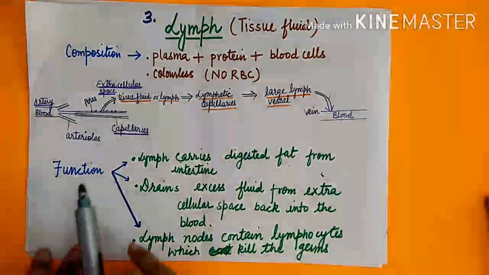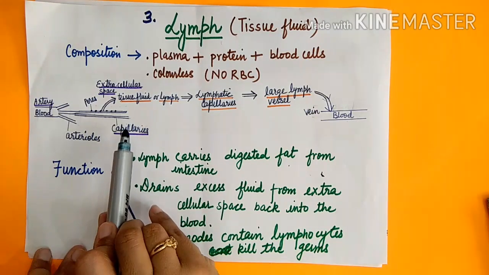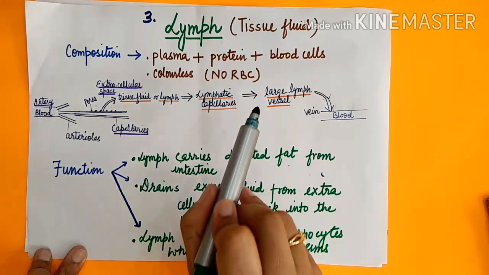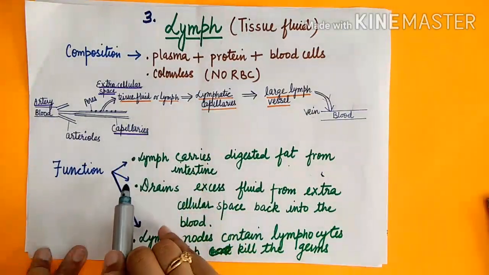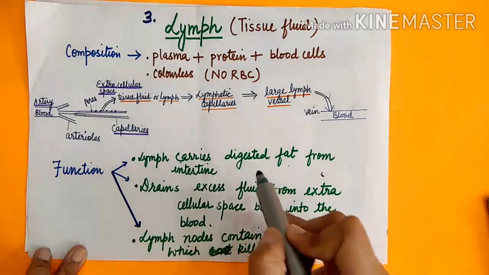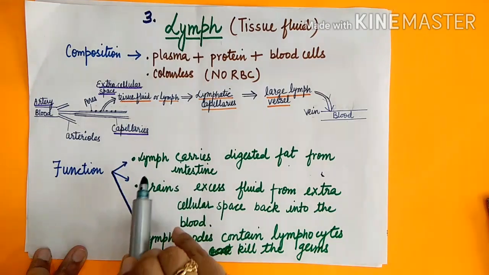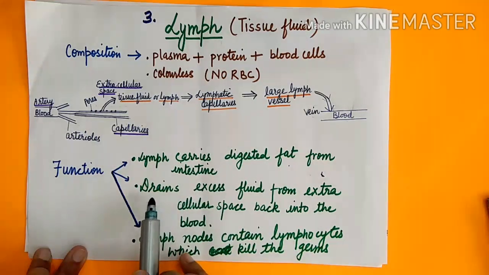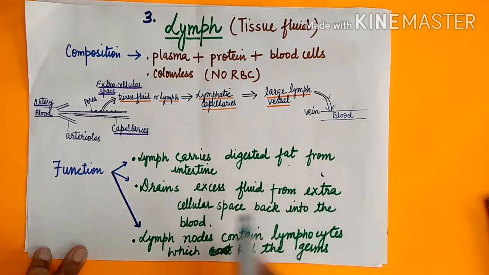And let's concentrate on the function of lymph. Like capillaries exchange material, giving nutrients to the body tissues and helping to remove waste products simultaneously, lymph involves only digested fat from the intestine. At the time lymph carries digested fat from the intestine, at the same time it drains, that is, removes excessive fluid from the extracellular space back into the blood.